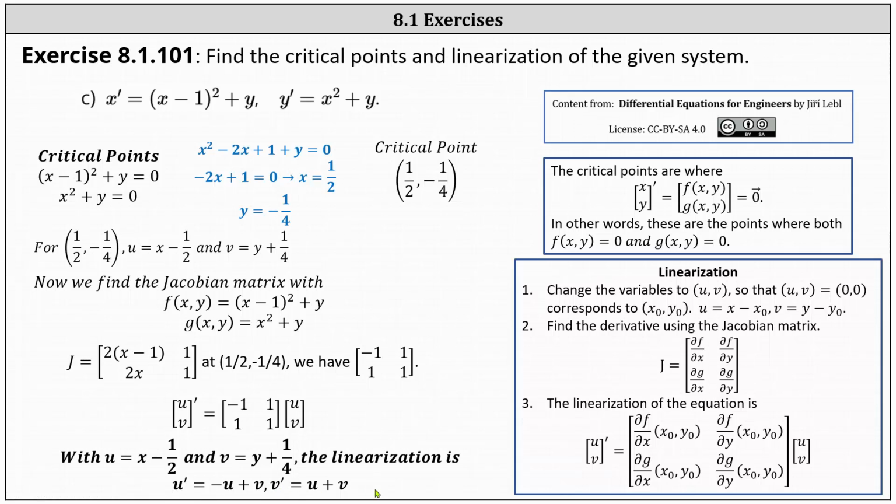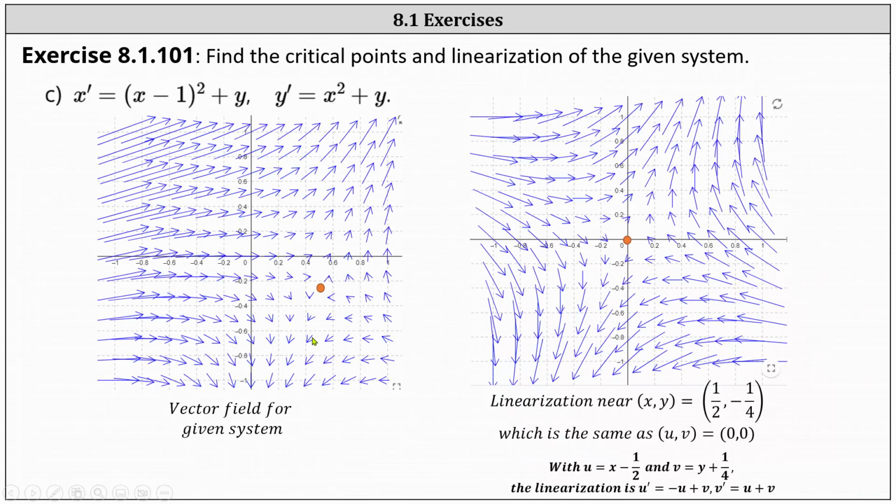Before we go, let's look at the slope field for the original system as well as the linearization. On the left, we have the vector field for the given system. Notice how it does indicate the point 1/2 comma negative 1/4 is a critical point. On the right, we have the linearization near x comma y equals 1/2 comma negative 1/4, which is the same as u comma v equals 0 comma 0.